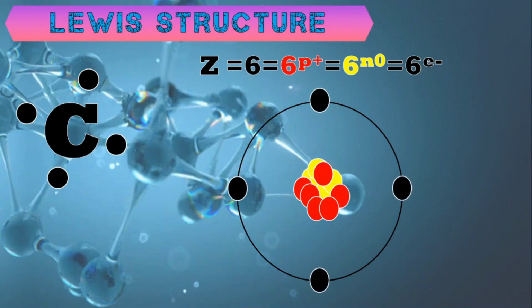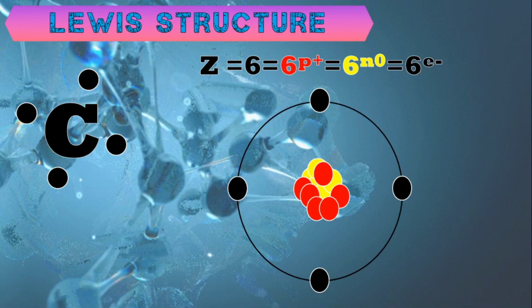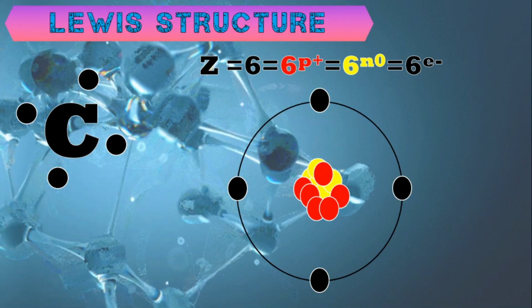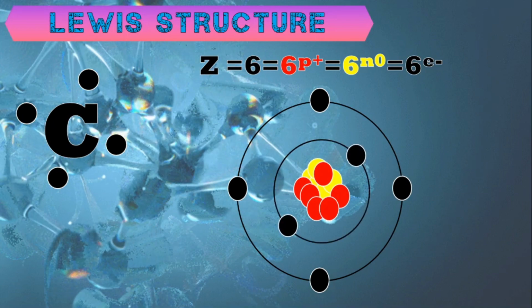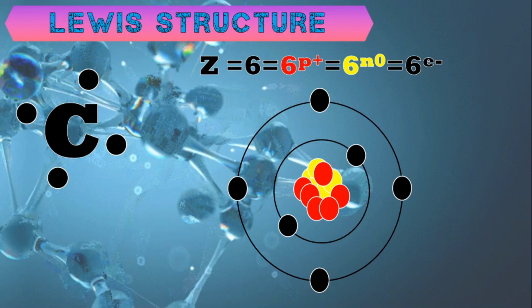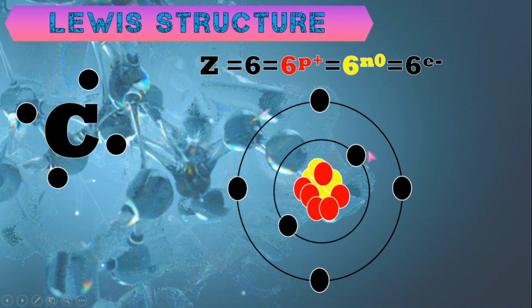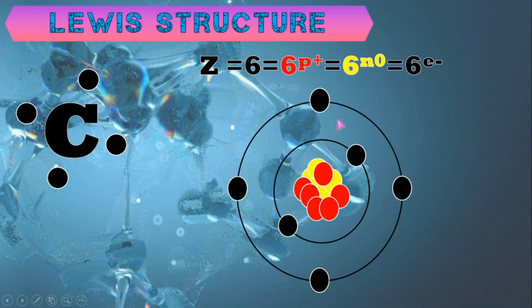Okay. So where are the other 2 electrons? Where is it located? It is located in the innermost circle. Okay, so if you count the electrons of the carbon: 1, 2, 3, 4, 5, 6.